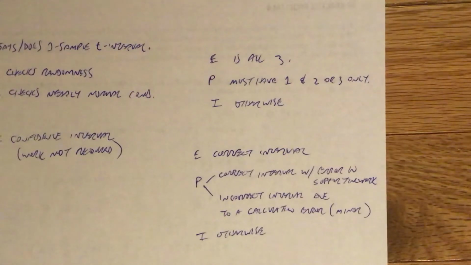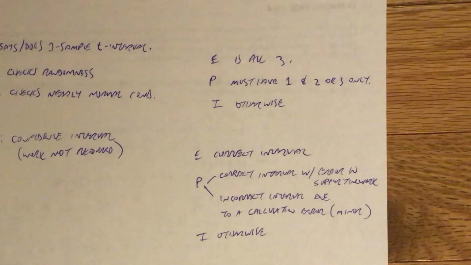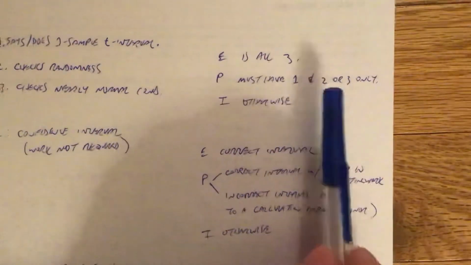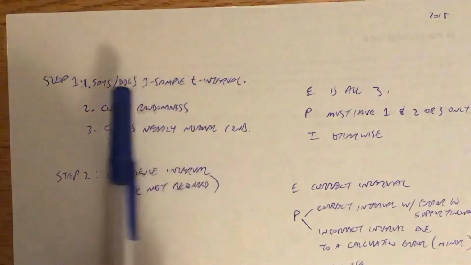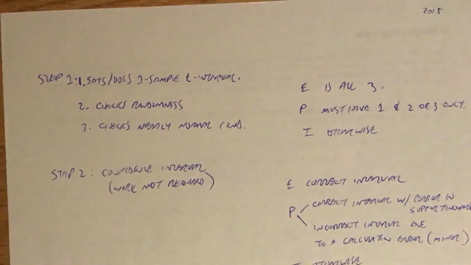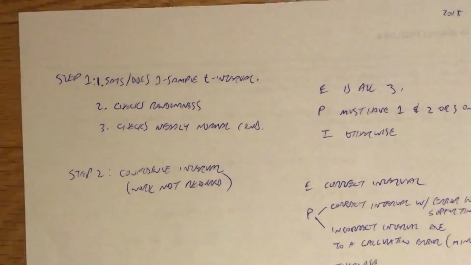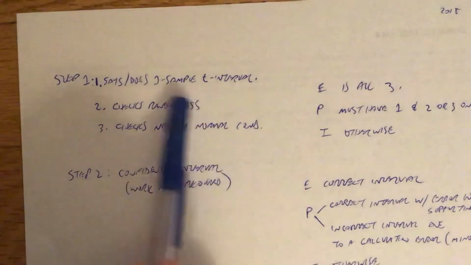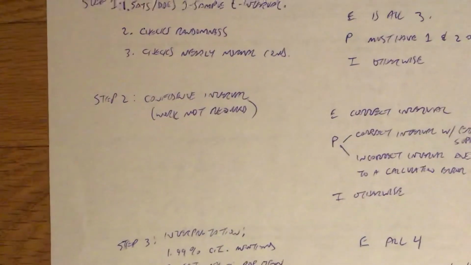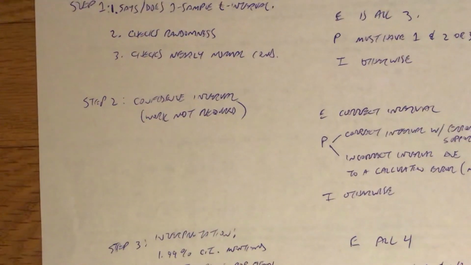You have to have 1 in order to get the P. You have to have 1, you could have 2 or 3. So somewhere, someone needs to see you're doing the right procedure. If you only checked 1 of these, you get the P. Otherwise, you get the I. So if you did, for example, the wrong procedure, you tried to do a 1 proportion Z interval, well, now you're out of luck. Step 2 is doing the confidence interval.